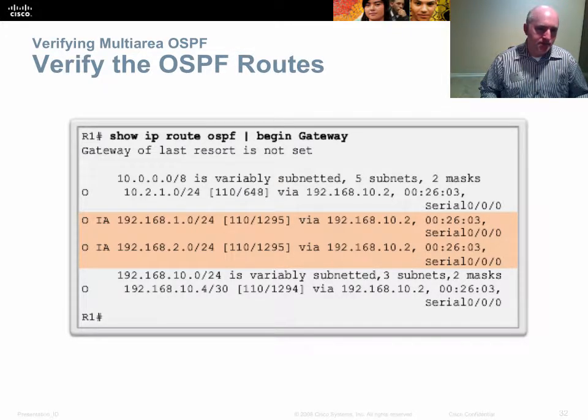And again, that's verifying the routes. You have some idea of, from the perspective of router one, what remote destination networks it would expect that router one would learn about, and you look for them here.